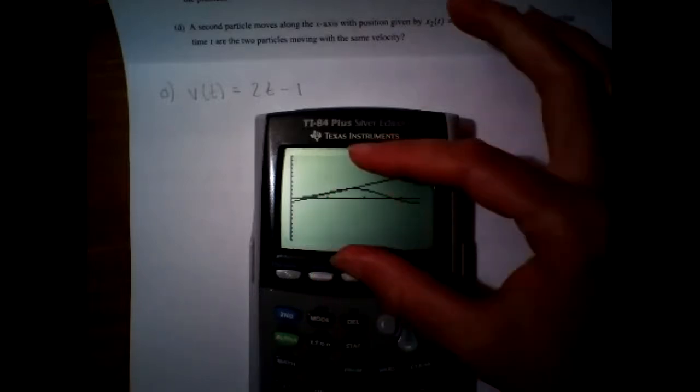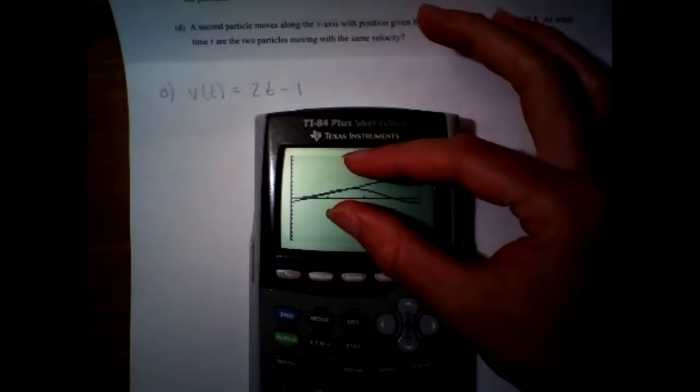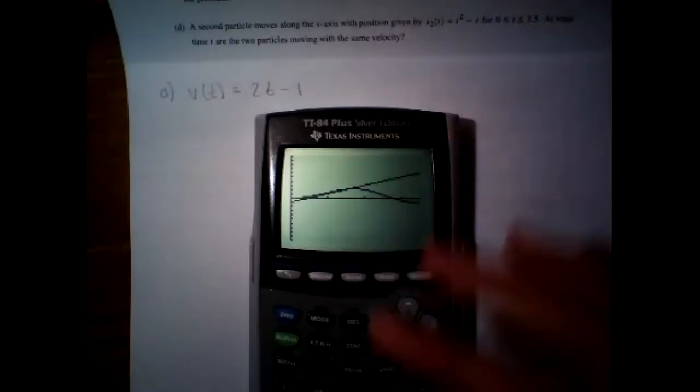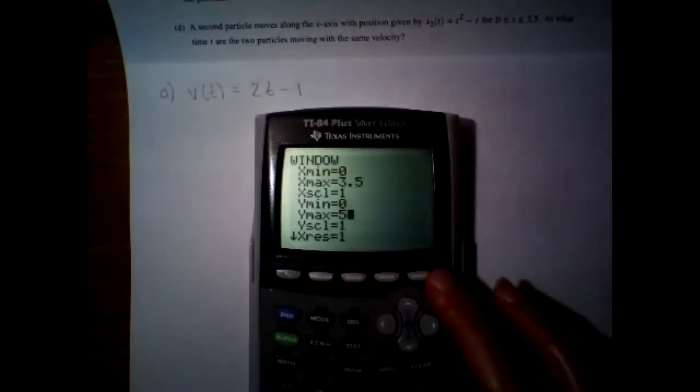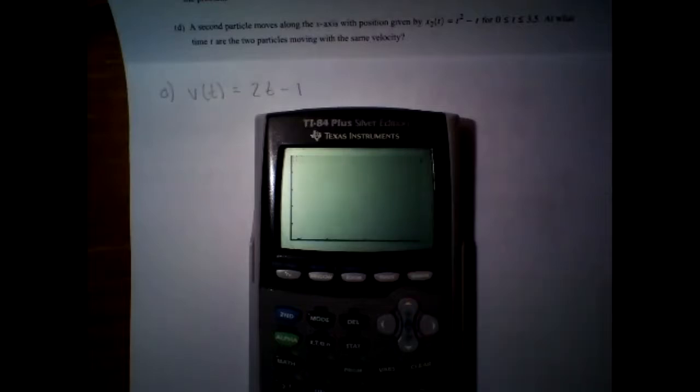So I am going to change my y window. I'm going to bring this in. Let me make it 0 to 5. We'll see if that's good enough. You kind of just need to mess with it until you're happy. I'm going to make it 0 to 5. Let's see if that's good enough. I can always shorten it again. There, that's good enough. We can see there.